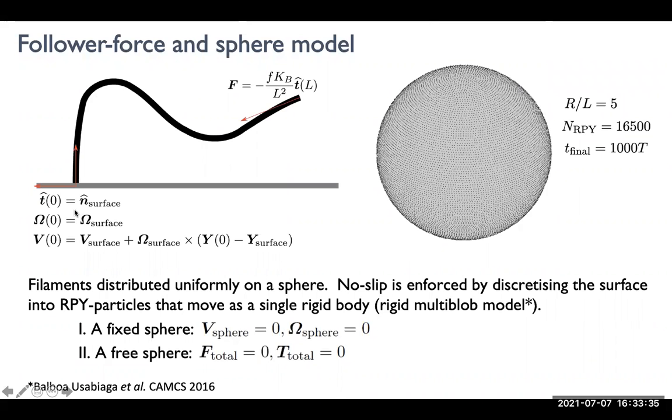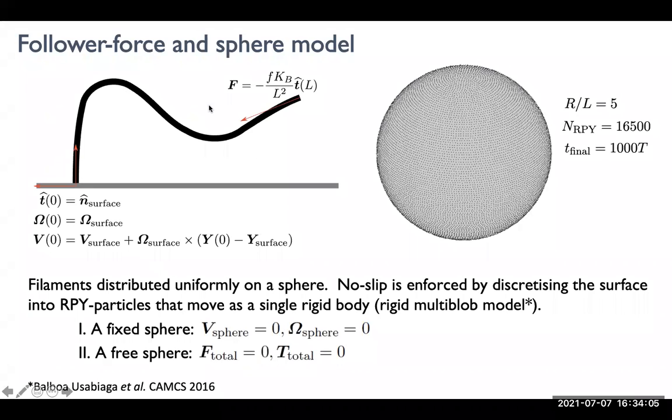So that's one condition at the free end, and then at the surface, we're going to consider some planar surfaces just to see what happens, but also the spherical surface, where we're going to consider a clamped end condition where your tangent is going to be equal to the normal of the surface at that position, and the velocity of the attachment point is equal to the velocity of the surface at that location.